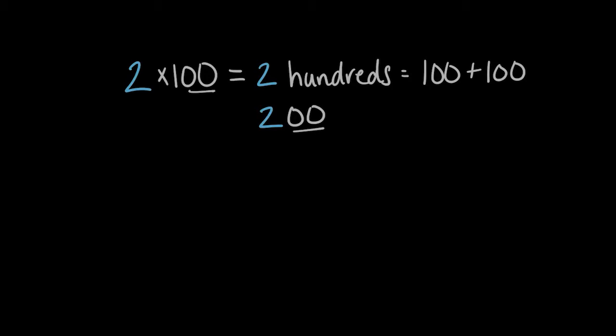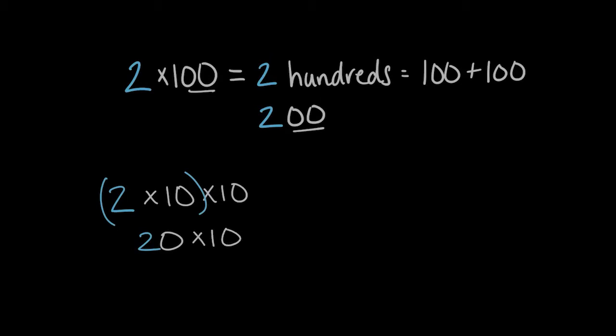Or another way to think about this is 2 times 100, instead of saying times 100, we could say times 10 times 10. Because 10 times 10 is the same as 100. And 2 times 10, we know is a 2 with a 0 on the end, which is 20. And 20 times 10, then will be 20 with a 0 on the end. Because we multiplied by 10 twice, we added 2 zeros. And multiplying by 100 is just that. It's exactly that. It's multiplying by 10 twice. So if times 10 adds 1 zero, then times 100, or times 10 twice, adds 2 zeros to our answer.